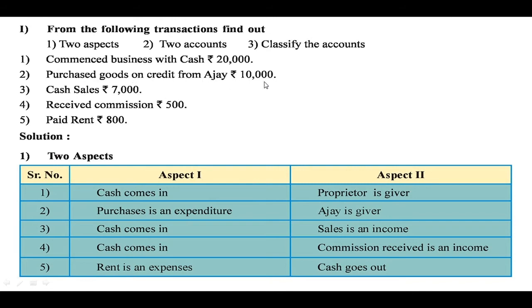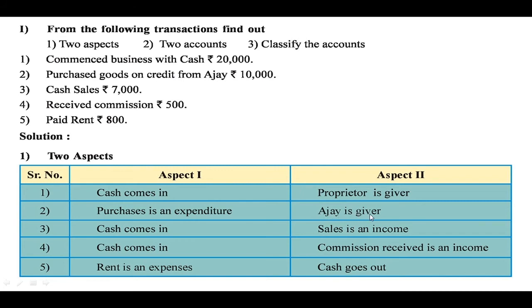Purchase goods on credit from Ajay. So purchases is an expenditure for the business. So the first aspect of the transaction is purchases is an expenditure. Now cash does not go out from the business immediately because the goods are purchased on credit basis. So another account which is involved is Ajay's account. Now here Ajay is the giver because he is the person who is supplying goods to the business. So Ajay is the giver. So the second aspect of the transaction is Ajay is giver.